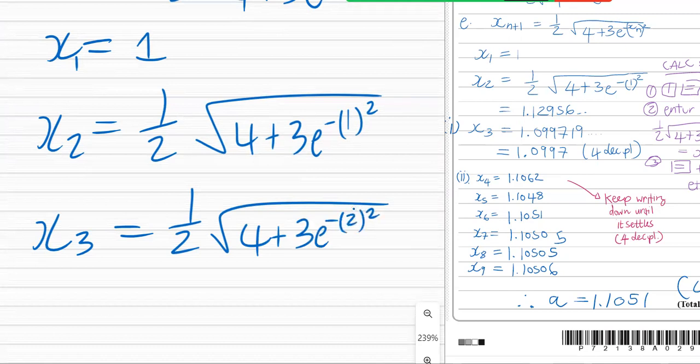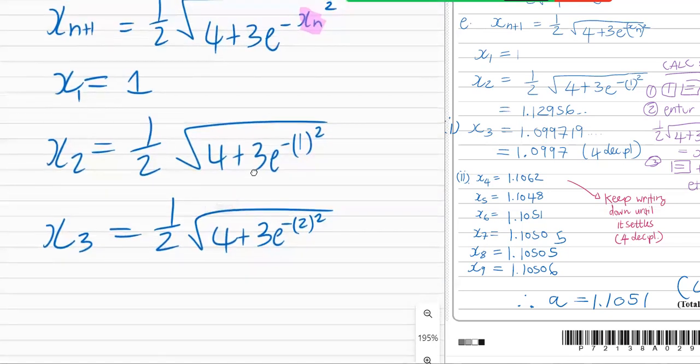Okay, and so on. I would just write two of these down, and then the rest you can kind of just write the answer. But what I really want to talk about is the calculator work.